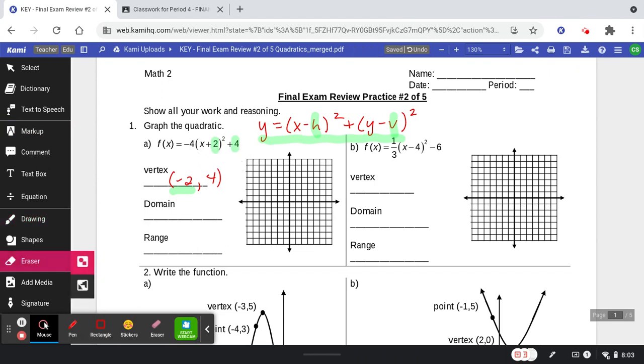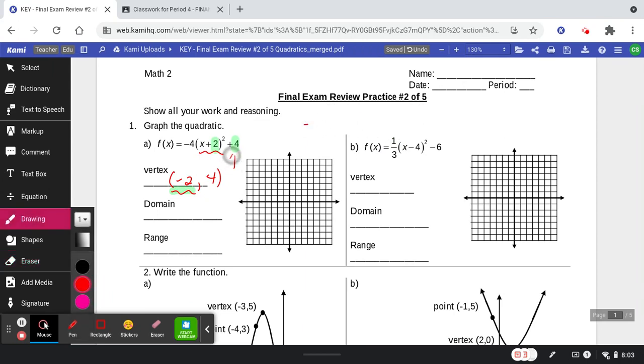So just to reiterate, inside the parentheses, x plus 2 becomes negative 2. X minus a number becomes the positive number. Y minus a number becomes a positive number because those are both in parentheses. But in vertex form of a parabola, this plus 4 at the end just stays a plus 4. So, okay, I've got my vertex of negative 2, 4. I'm going to put that dot right here on the graph, and that's my starting point.